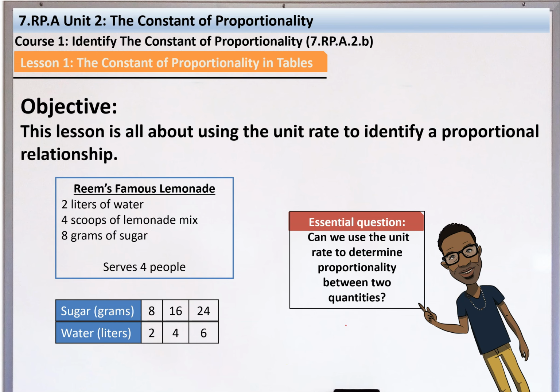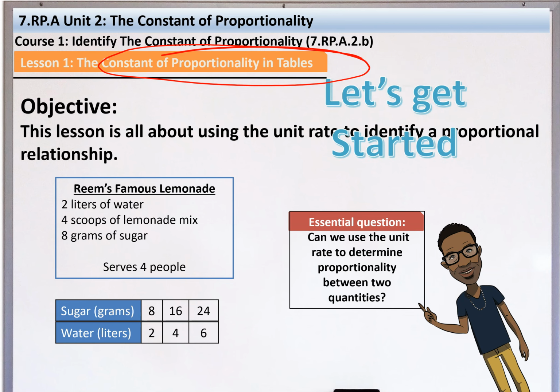This is Mr. Everett, and today we will start our discussion on the constant of proportionality. Don't worry, it sounds like a lot, but it's not. You've actually seen it before. It just has a different name right now. All right, so let's go ahead and get started.